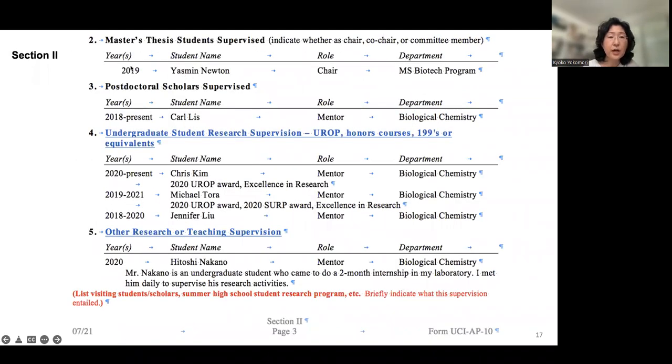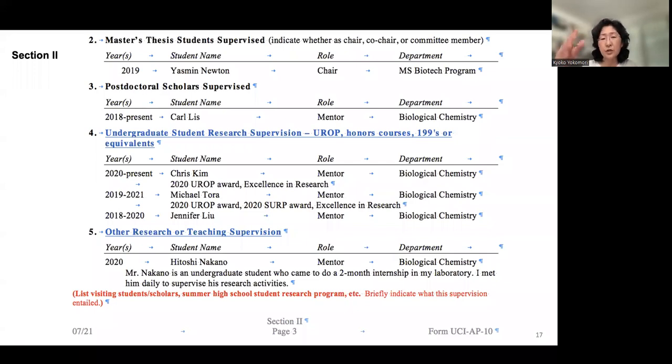So section 2D2 is for master students and postdocs, and again, you're going to write your role. Even if you don't have access to graduate students, you can take undergraduate students, so you can list undergraduate students whom you supervised. Here it's important if you helped them get the Europe Award, the research award, or if they got excellence in research, you should put it here because that's evidence for good mentoring.